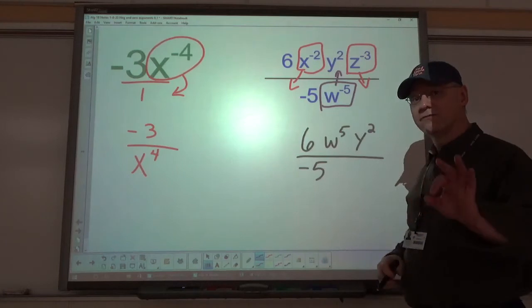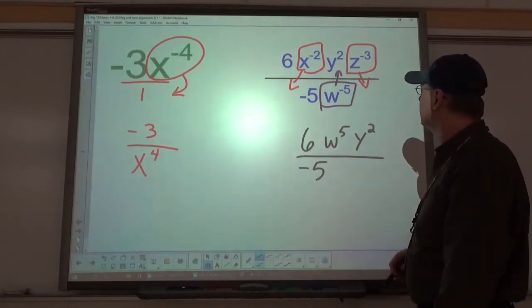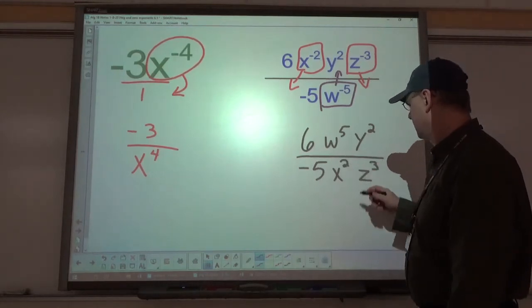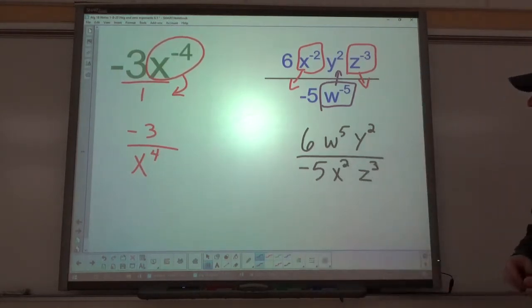But again, it's not required that you put it in alphabetical order. X comes before z. And there you have your final answer, 6w to the positive 5. Y was always positive, so it didn't move. Positive 2 for an exponent, that is. Negative 5, x to the second, z to the third.